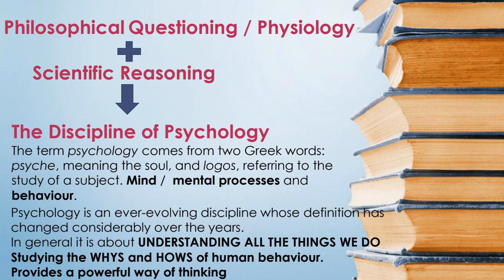But in general, it's about understanding all the things that we do. That's a very broad term. So ultimately, it's about studying the whys and the hows of human behavior, which gives us a very powerful way of thinking when we start to understand why and how people behave in certain ways. So ultimately, the history goes way back to those early days of Plato and Aristotle, when people started to sort of question things philosophically. But as science has been added to the discipline and it's become more empirical, so it's gained more structure to it as a discipline.